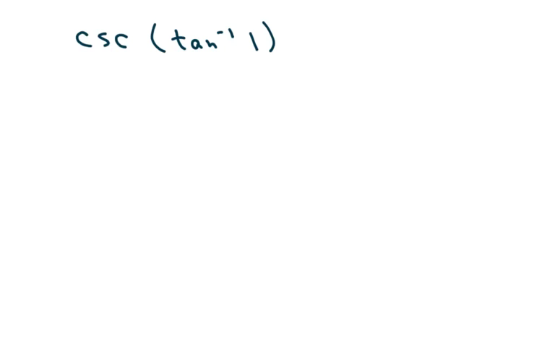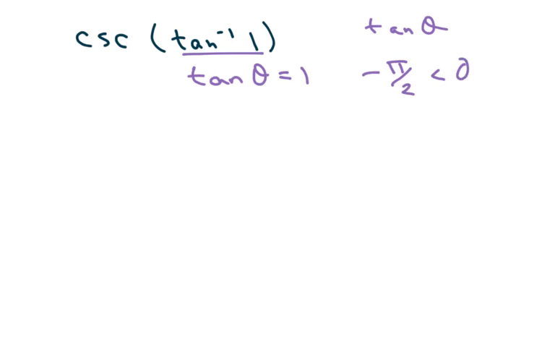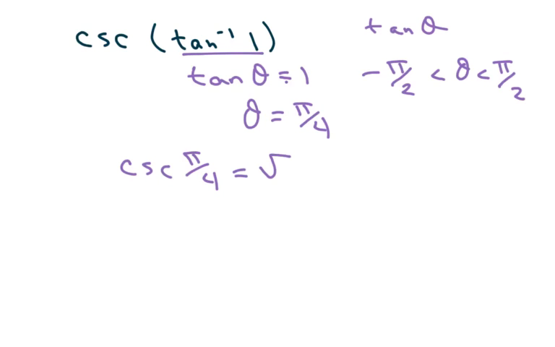All right. Dealing with our inverse function, we know that for tan of theta, our restrictions are negative pi over 2, and it can't equal pi over 2. So where is tan 1? Our angle is pi over 4. And then you do cosecant of pi over 4, and cosecant of pi over 4 equals square root of 2.